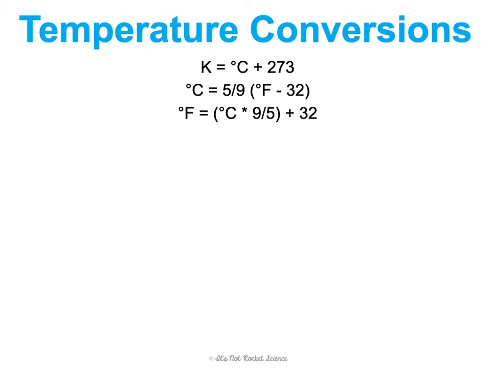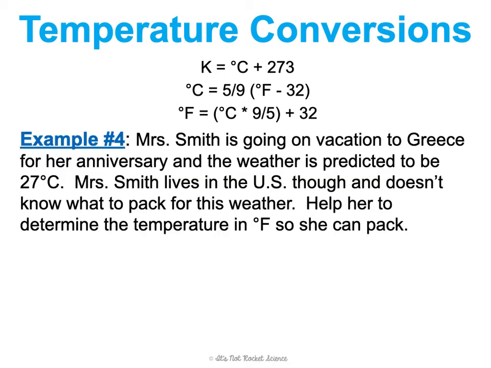So we're going to do an example. So we have this example: Mrs. Smith is going on vacation to Greece for her anniversary, and the weather is predicted to be 27 degrees Celsius. Mrs. Smith lives in the U.S. though, and doesn't know what to pack for this weather. So we want to help Mrs. Smith determine what she should pack for this weather. So I'm going to give you guys a few minutes to be able to work this equation, and then we'll come back with the answer.